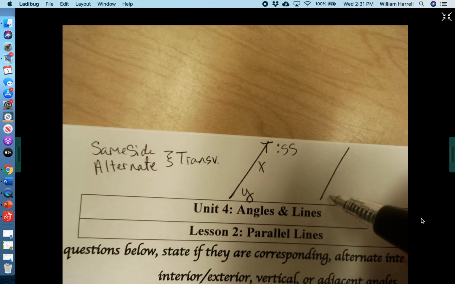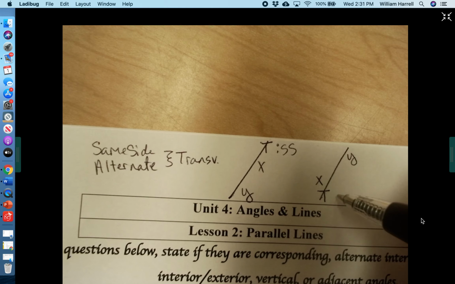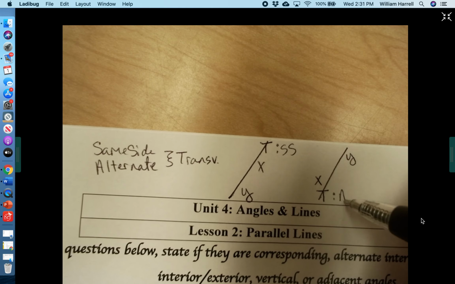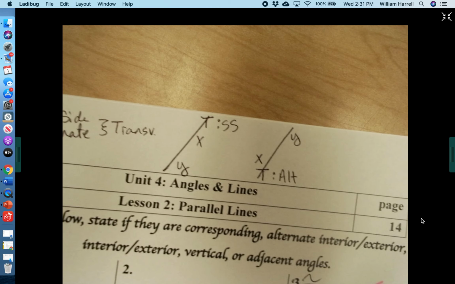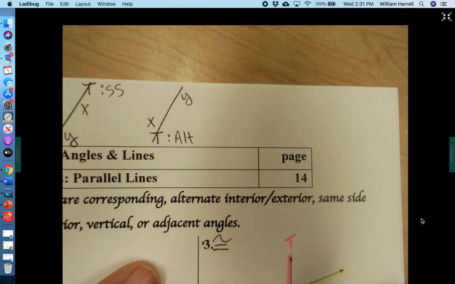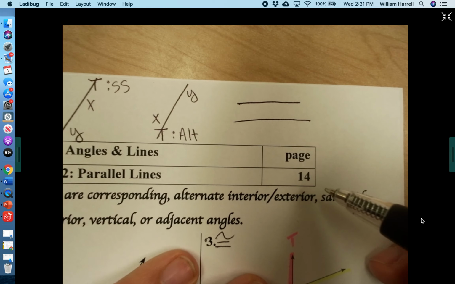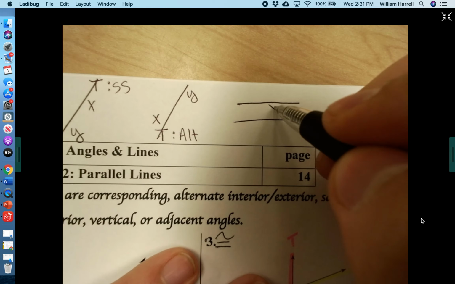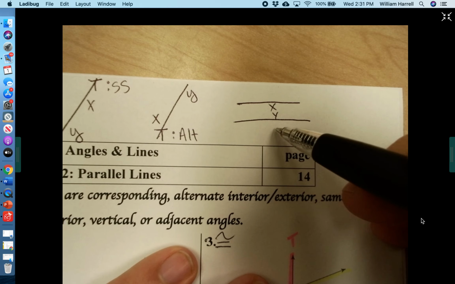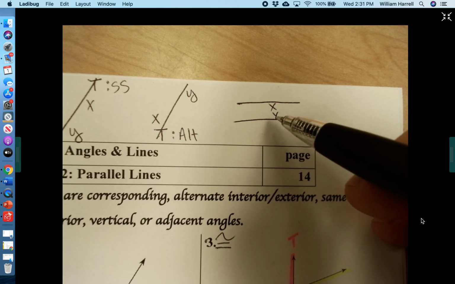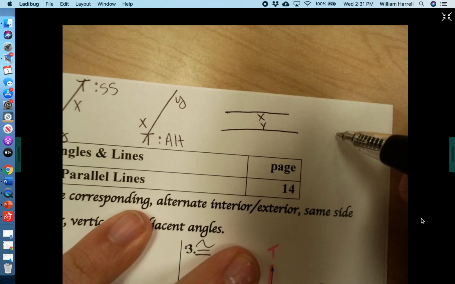If they're on opposite sides of the transversal, then they are alternates. Okay. The next part of naming them deals with your parallel lines. So X and Y, are they inside or outside? And both of them have to be inside or outside to be considered interior or exterior.